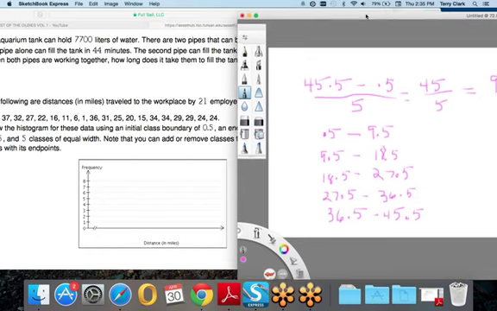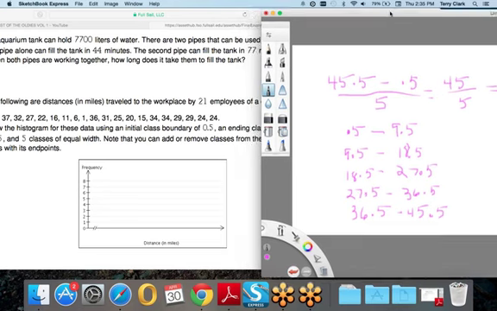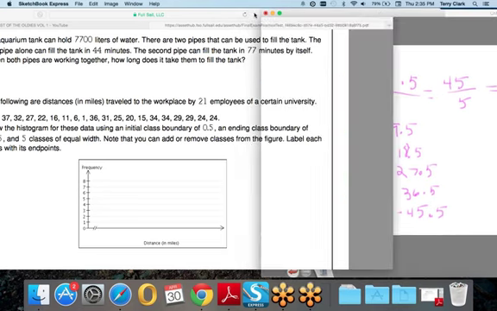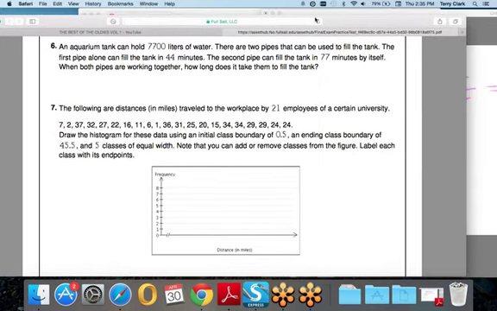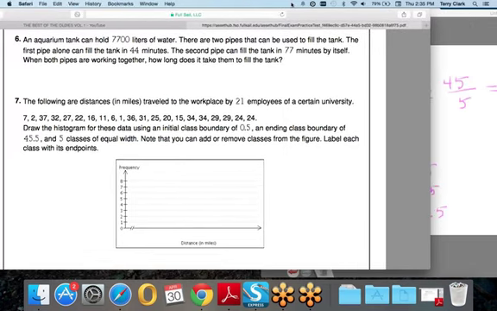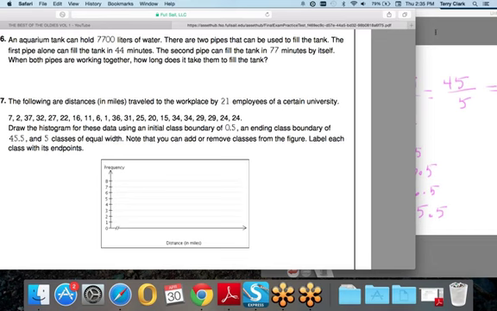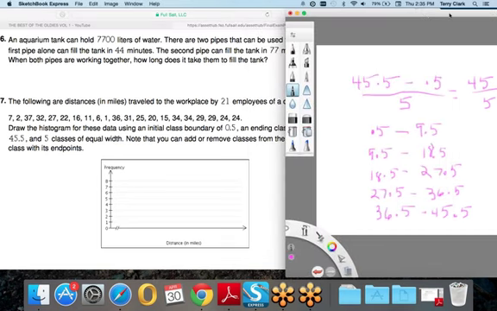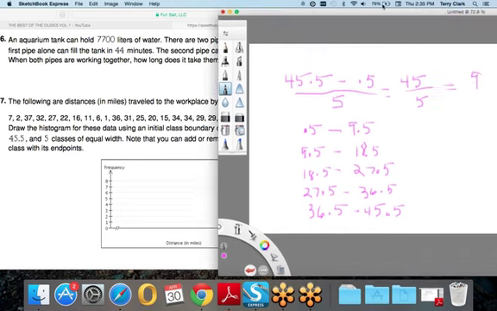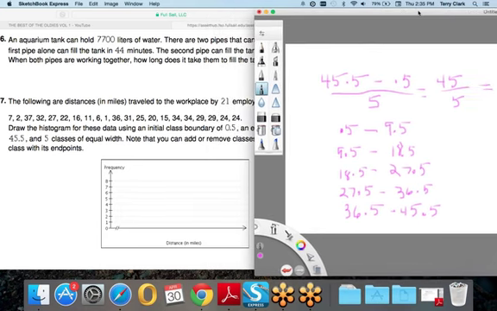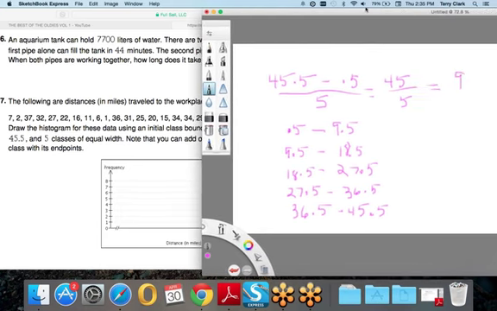Okay, so let's see. You can add a new class with this endpoint. Label each class. Okay, so there we go. All right, so from here, we're just going to figure out which numbers go between each pair of boundaries. I'm just going to put a tally as I come across each one.